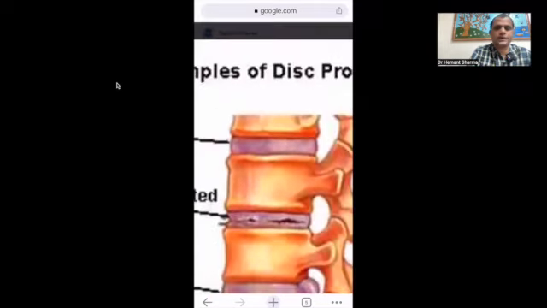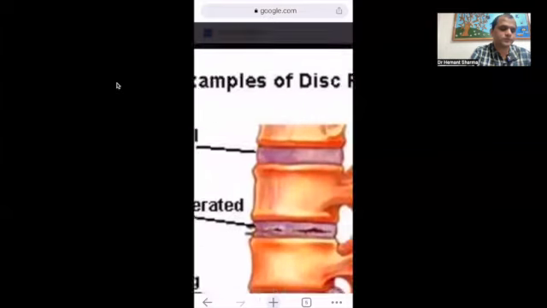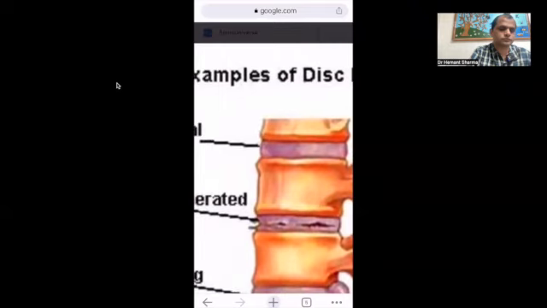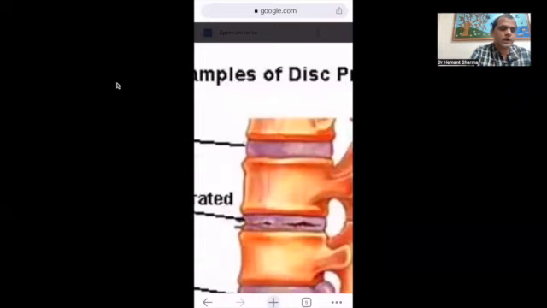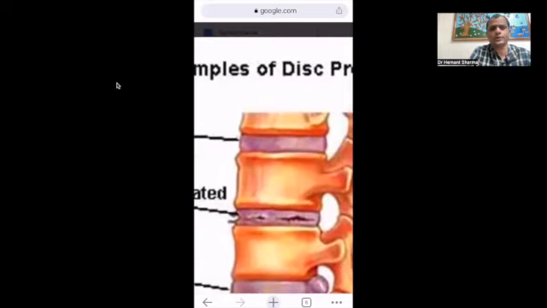Two vertebrae are separated by the disc. So when we are doing forward bending, when we are doing backward bending, or any side bending, there is no problem because disc is working like a shock absorber. So this is called normal disc. But what's happening with the age when this disc is not getting proper nutrition?